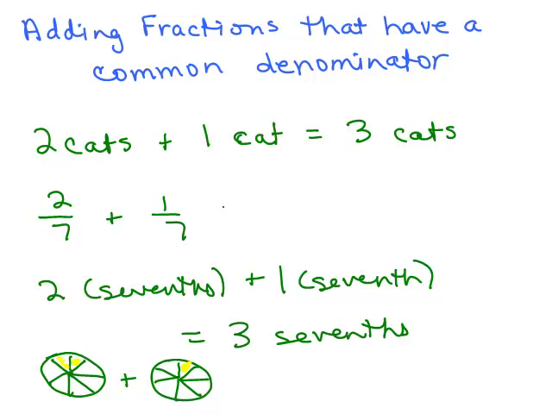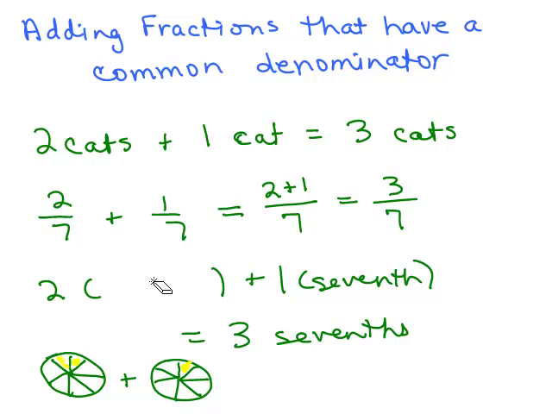So basically with fractions, it only makes sense to add fractions if the denominators are the same, and we're just going to keep the denominator the same and add the numerators. Notice I don't add the denominators. The denominator stays the same. It's like I have 2 of these guys, which are sevenths, plus 1 more of these guys, which are sevenths. So I've got 3 of these guys, which are sevenths.